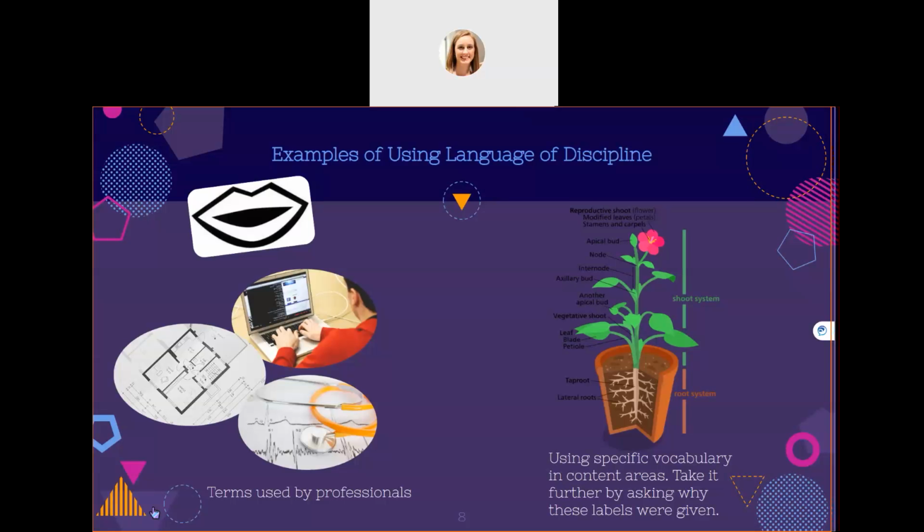If you're teaching specific content, say you're teaching parts of the plant, then you can use specific vocabulary to describe all the parts of the plant. You can take it further by asking why maybe these specific labels were given to the plant.